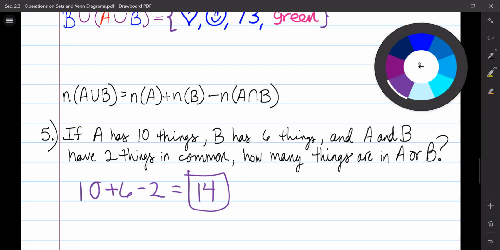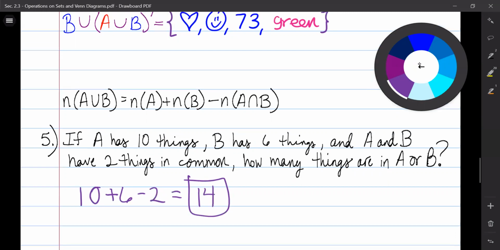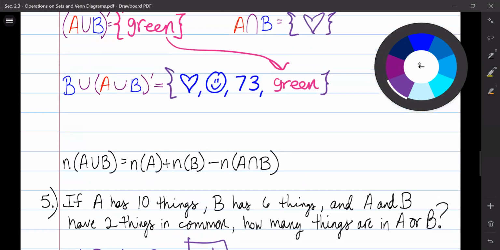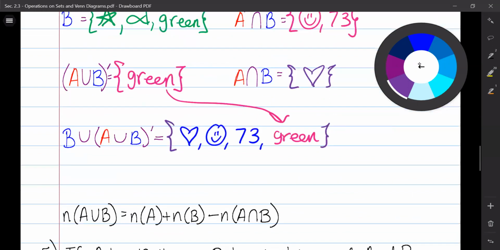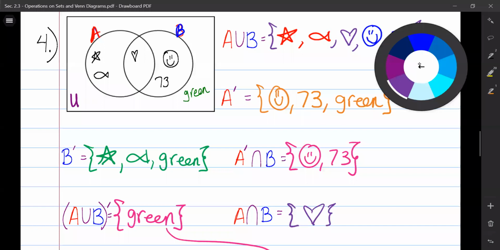So for example, in that problem that we were just working on, if you look at it, A has 3 things and B has 3 things. So 3 plus 3 would be 6. But then you have to subtract 1 to get 5. And if you just count all of the elements that are in the union, you count 1, 2, 3, 4, 5.